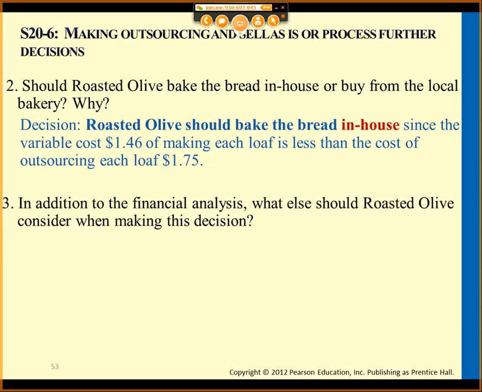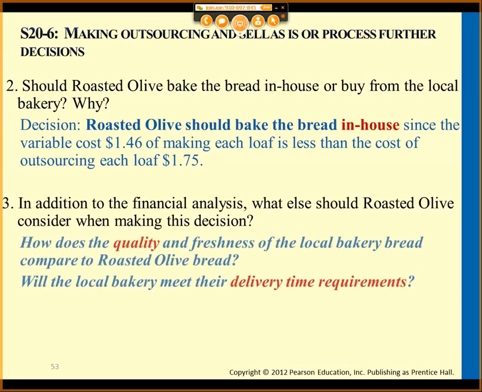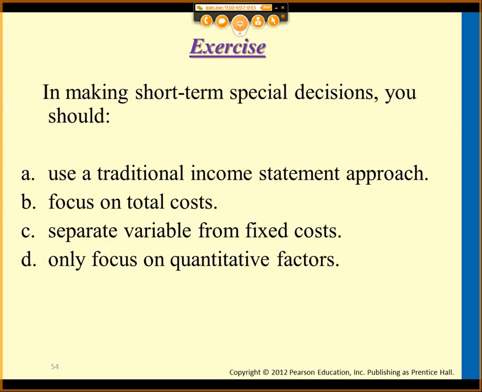Another thing, you said time, right? Are they going to deliver on time? Are you going to be able to bake it on time? So those two are the main points, the quality and the delivery time requirements. Quality includes the freshness, so quality and delivery time requirements. Okay, these are some interesting exercises.